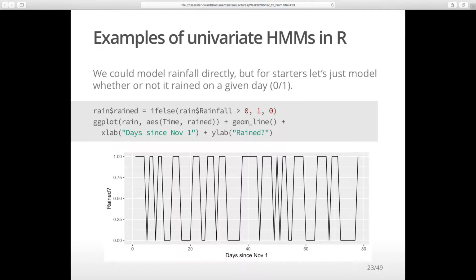For the case of illustrating an application of HMMs, what I did here is just took the data and then I categorized it whether or not rain occurred, and we'll fit an HMM to this data. So the output here is not going to be the amount of rainfall. It'll be classified as 0 or 1 depending on whether or not rain occurred.